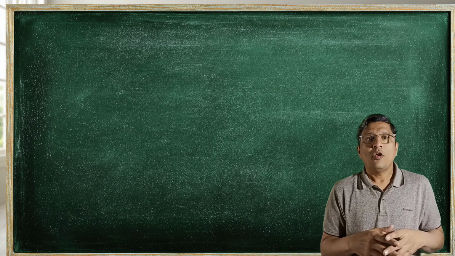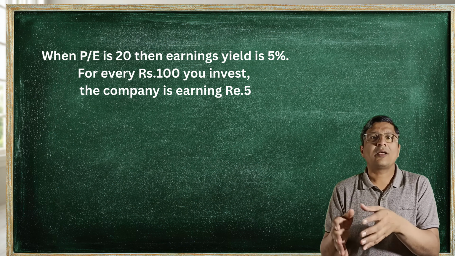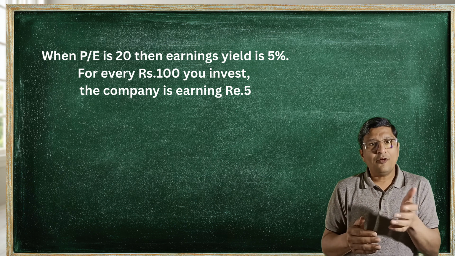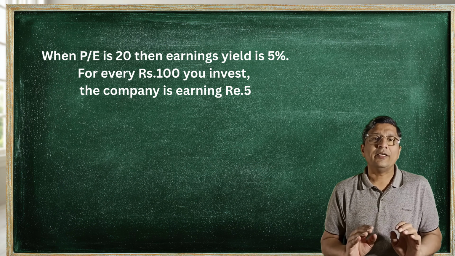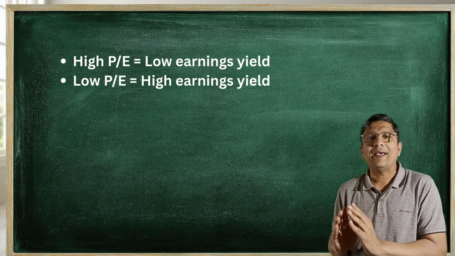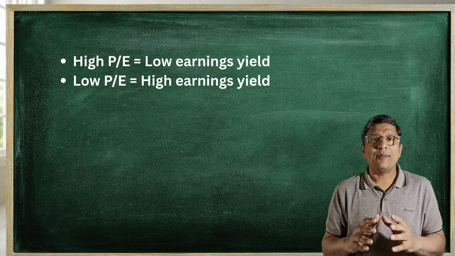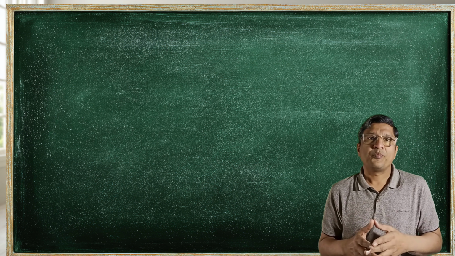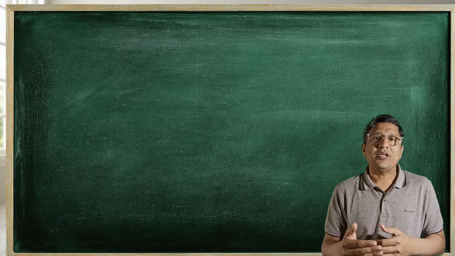Now let's look at a very interesting and slightly advanced angle. Earnings yield. Think of earnings yield as the reverse of PE. If PE is 20, then earnings yield is 5%. What does that mean in simple language? It means for every 100 rupees you invest, the company is earning 5 rupees. Therefore, the reverse angle. So remember this clearly. High PE means lower earnings yield, and low PE means high earnings yield. This concept feels very similar to bond yield, and that's exactly why experienced investors love it.